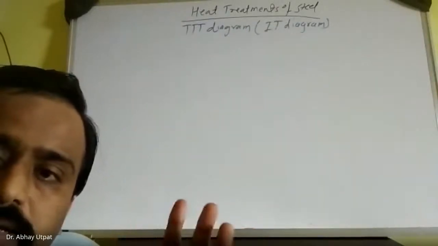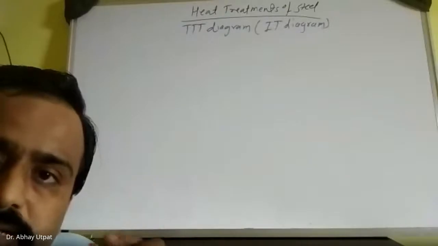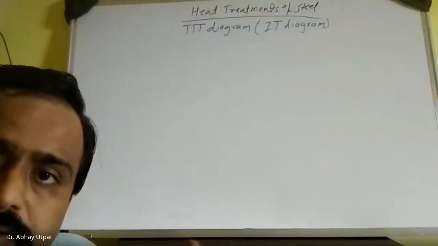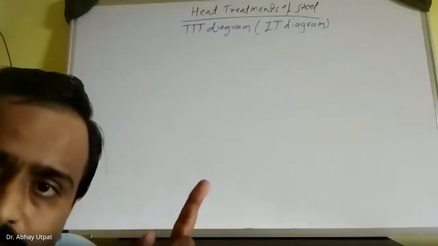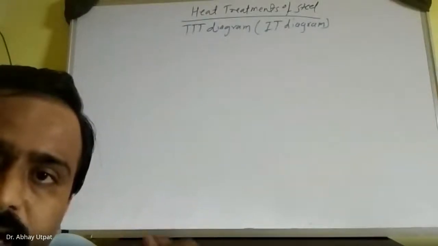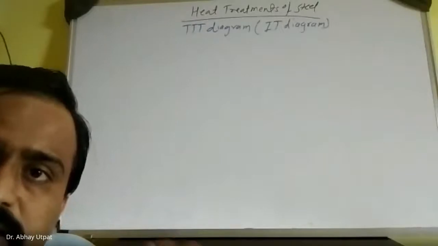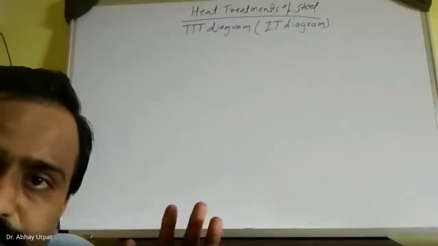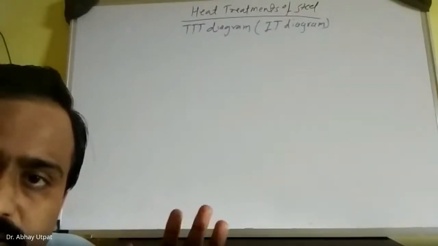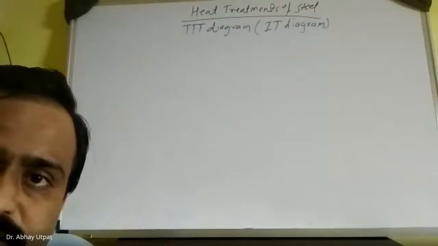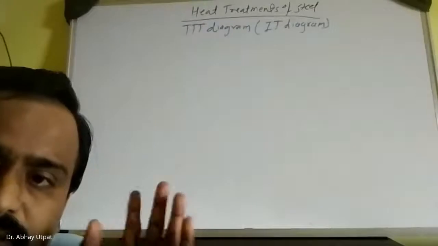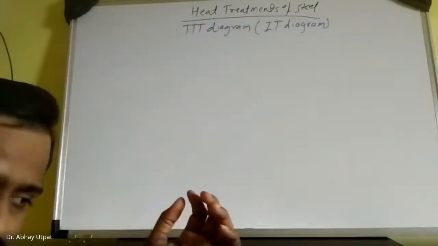So the long form of TTT diagram is time temperature transformation. You can write this full form also in brackets. Whatever title you have written, I have shown it on the whiteboard. Below it, you write time temperature transformation diagram. Every T you just make capital, TTT. And next line, it is IT. Long form is isothermal transformation diagram, IT diagram.